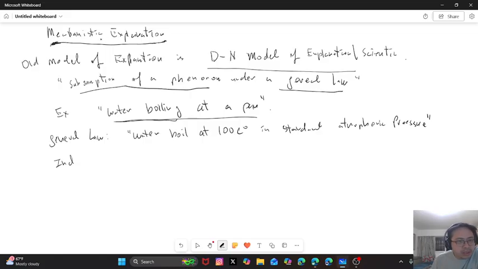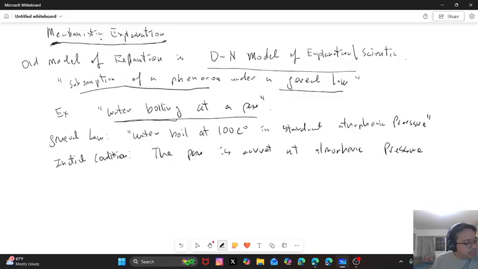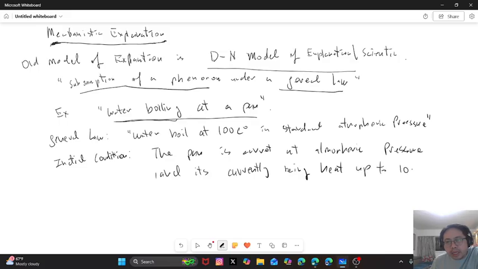What are my initial conditions? The initial conditions would be the pan right now. The pan is currently at atmospheric pressure, and it's currently being heated up to 100 Celsius.